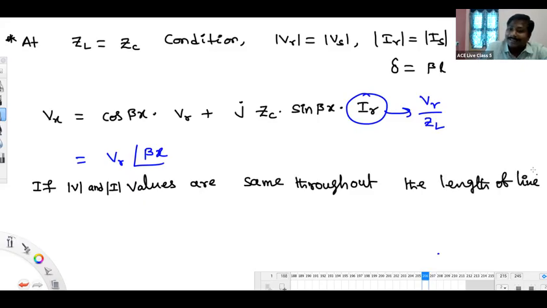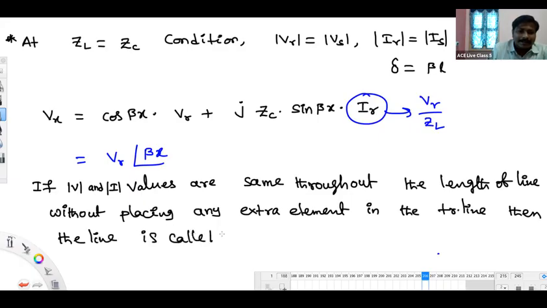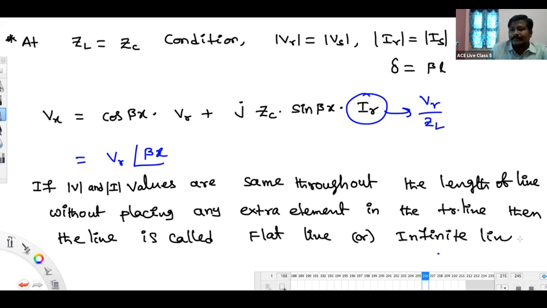Without placing any extra element in the transmission line, the line is going to be called a flat line. This can also sometimes be called an infinite line. I will discuss this in the transient analysis later.